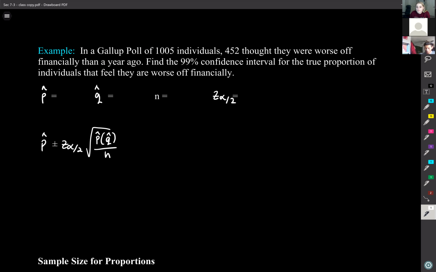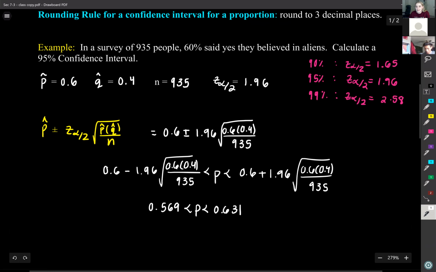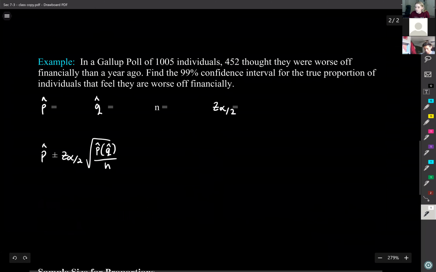Okay, so this is a good example to do because in the last problem we were given a percent. So we were told 60% of, now I don't even remember the problem. 60% of people said they believe in aliens. There we go. So we were given our proportion as a percentage, but in this one we're not. So we're given it as a fraction. It's just a little subtle because it says that the poll was taken by 1,005 people, and 452 of them thought they were worse off financially. So if we want the confidence interval for the true proportion of people that feel like they are worse off financially, P hat is going to be 452 over 1,005.